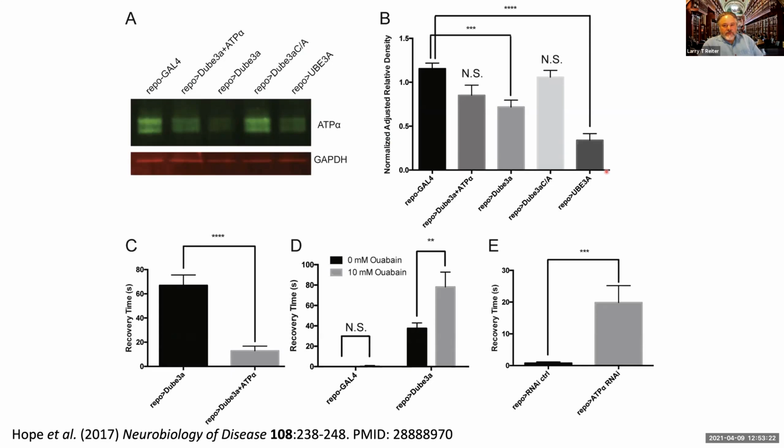So we kind of had the suspicion that UB3A was ubiquitinating and degrading ATP alpha. And so that would imply that the ATP alpha was essential for the suppression. And we tested that using a specific compound, ouabain, that is specific for ATP alpha. So if we inhibit the function of ATP alpha, we see an increase in recovery time. So all of this directed us towards a model that we developed.